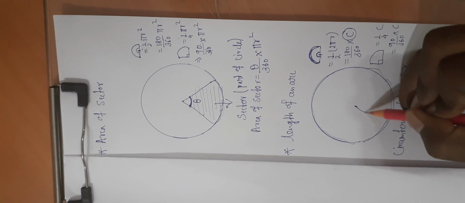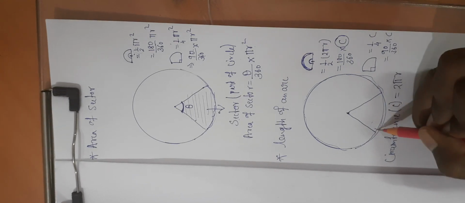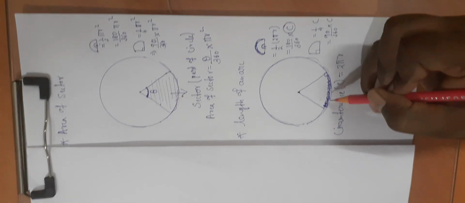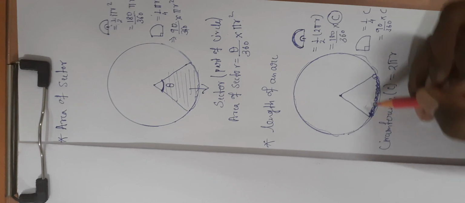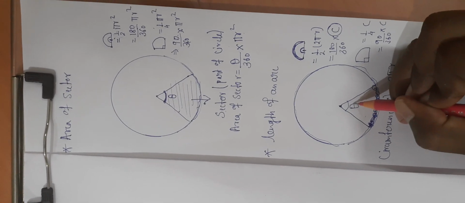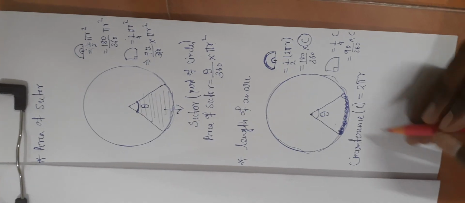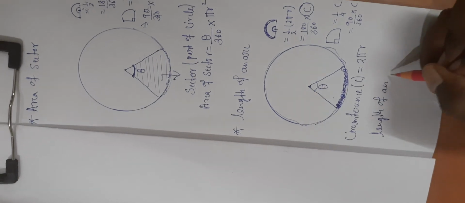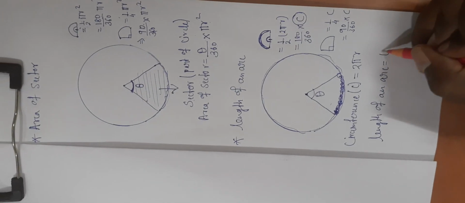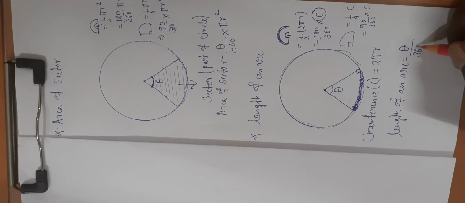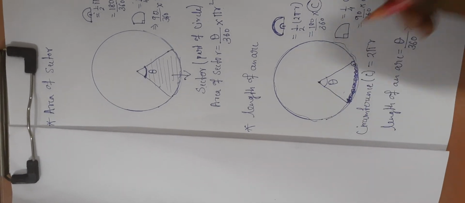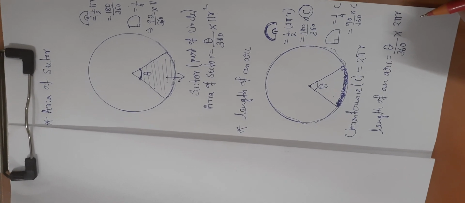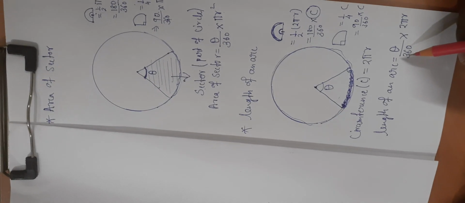Now if I talk about the length of an arc, let's say this portion, for this portion we need the central angle, which is unknown. So let's say this angle is theta. In this case, the length of an arc is equal to central angle theta upon 360 into its circumference. What is the circumference, friends? 2 pi r. So this is the length of an arc. I hope you have understood length of arc as well.